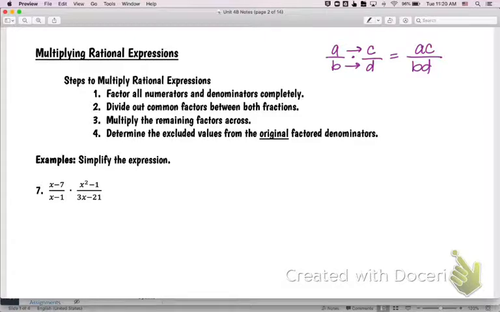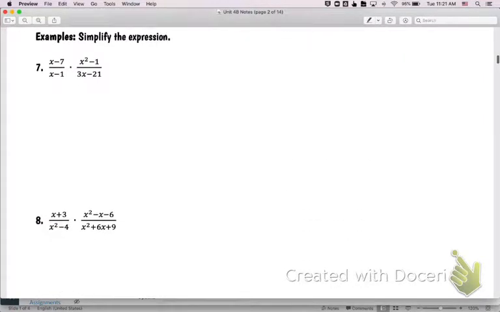So let's look at example 7. Step 1 is to factor everything completely. And so we are going to see what we can do here. Now, x minus 7 does not factor. X minus 1 does not factor. X squared minus 1 is a difference of squares. That's x plus 1, x minus 1. And 3x minus 21 has a GCF of 3.